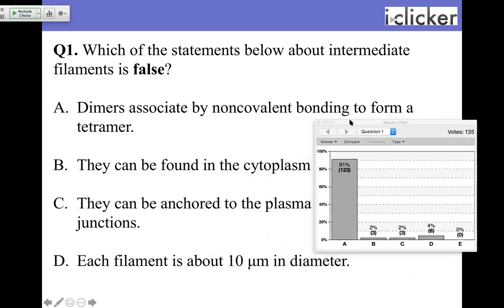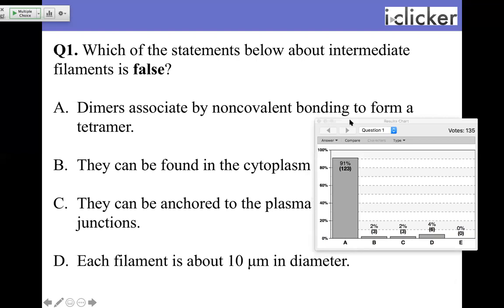Now I see that everyone was following the leader, the first person who came up with an idea. But what about D? Each filament is 10 nanometers in diameter, right? A cell is only about 20 to 25 microns in diameter. So the filaments must be significantly smaller. That's the statement that's incorrect.